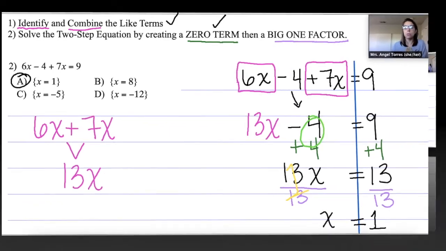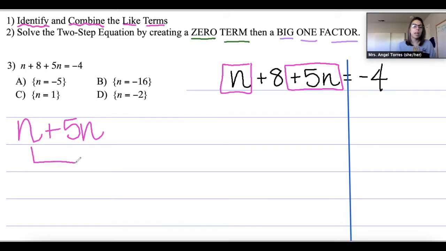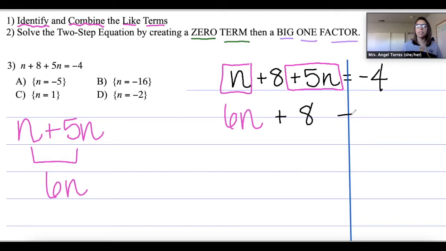To identify the like terms. So on the left side, I have an n. I have a plus 8, which is a constant, and I have a plus 5n. So these are my like terms. So off to the side, I can combine them. n plus 5n is 6 total n's. So that combines to 6n. And I can bring down my constant equals negative 4.